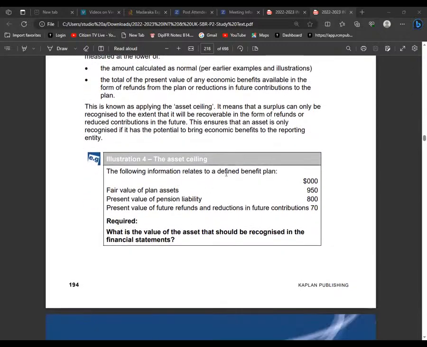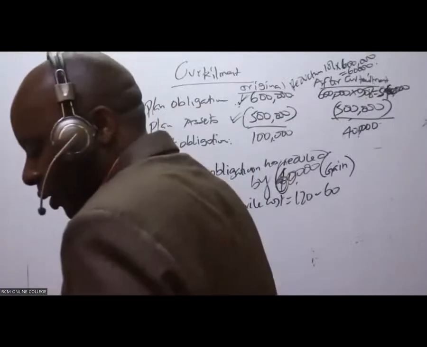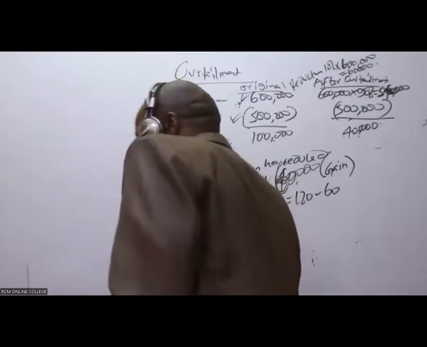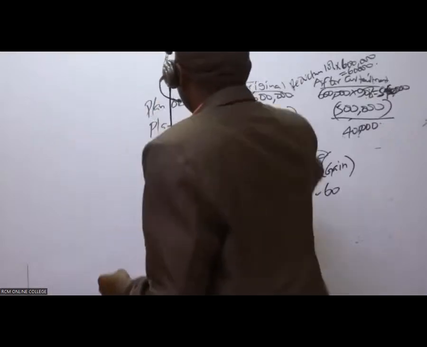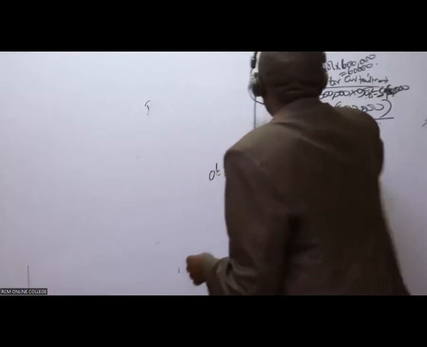The following information relates to a defined benefit plan. I can see the fair value of plan assets, and I can see the present value of pension liability. The present value of future refunds and reductions in future contributions is 70. What is the value of the asset that should be recognized in the financial statements? Great. So I will do this as a normal thing, the way I normally start. So come and give us, ladies and gentlemen, the plan obligation. So we have here the plan obligation.